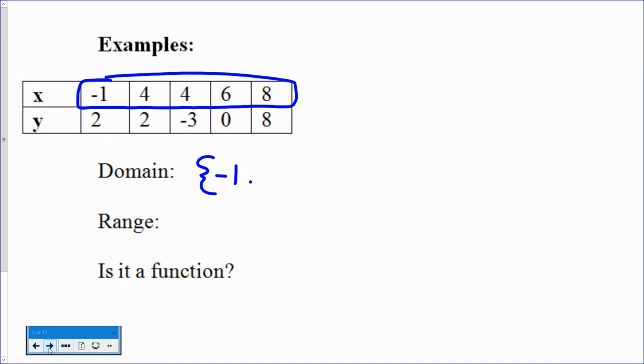So -1, comma in between each one, 4. I don't need to write 4 twice because it's already included as part of my domain. And then I would put 6, and then I would put 8. So if you put 4 twice, Math Excel could mark that wrong.